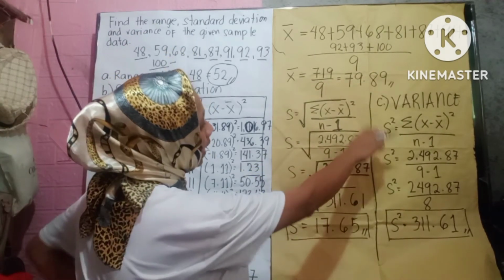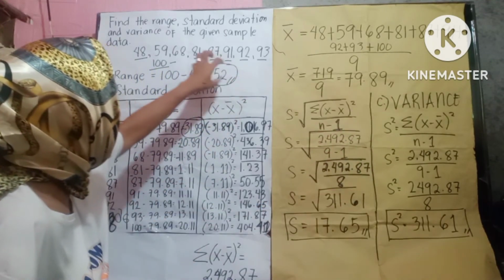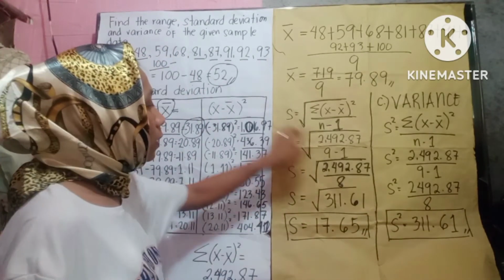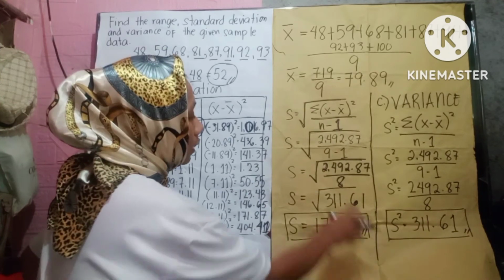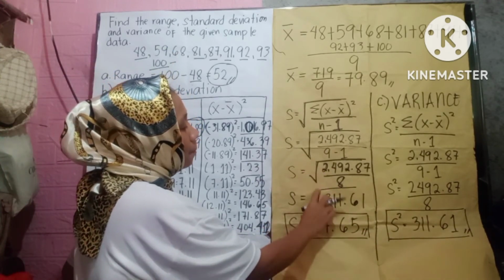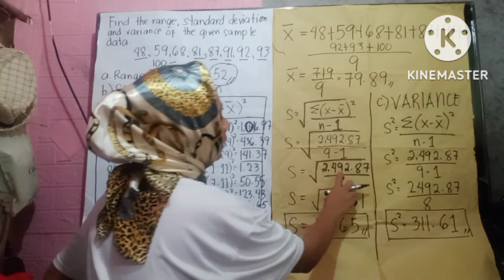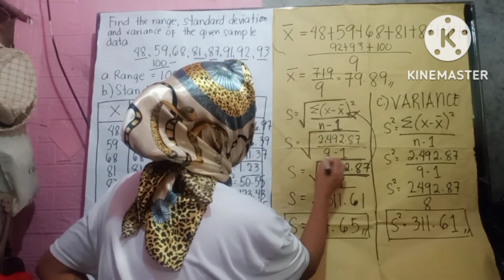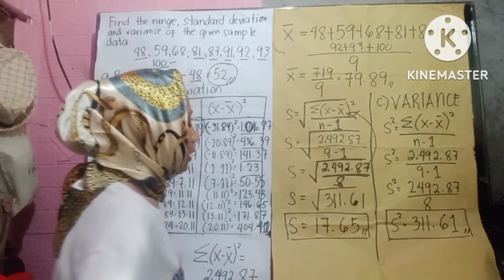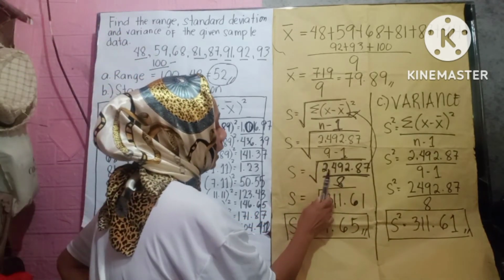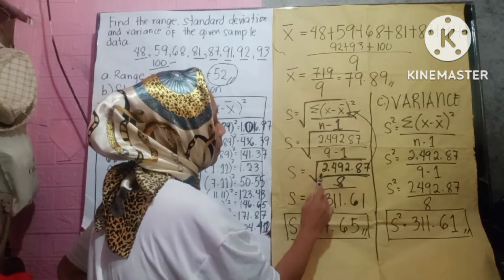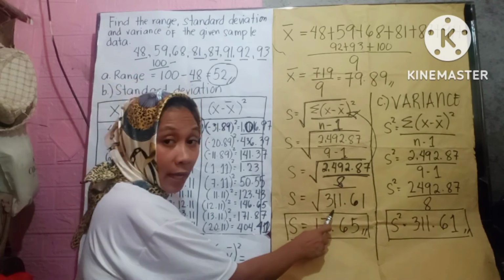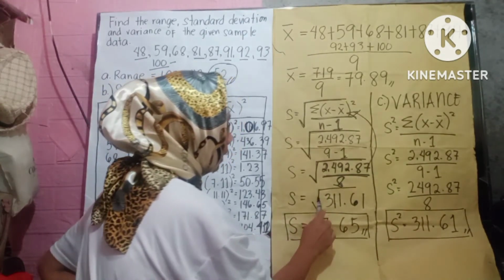So, over n minus 1, which is yung n is yung equivalent, ilan yung sample given. So, 9 yung nabigay na given number. So, 9 minus 1. Then, s is equals to square root of 2,492.87 over 8. Kasi 9 minus 1 is equals to 8. Then, i-divide natin yung 2,492.87 divided by 8 is 311.61. Kung kukunin natin ngayon yung square root niya.